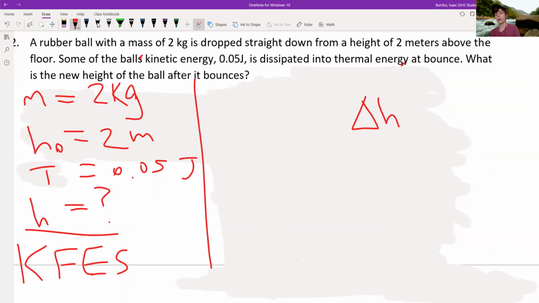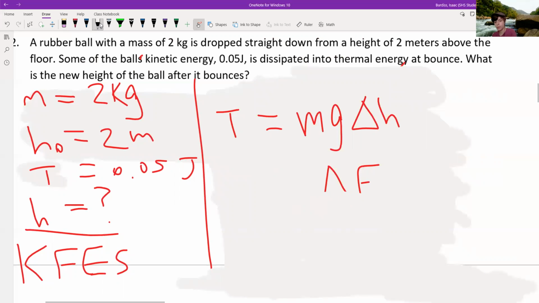What equation has that? Well, that's change in potential energy. And so that means this is change in energy. But we can set that equal to the energy lost. So energy lost, we can just call that T for thermal. That's what we need to use because we're finding a difference in height, and if we want to find a new height, that's what we do.